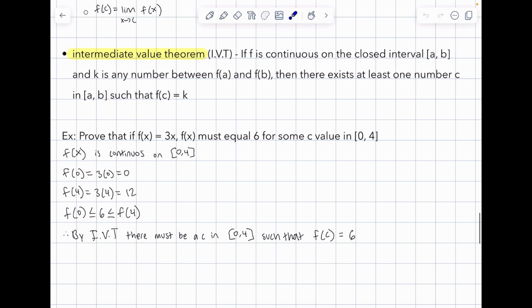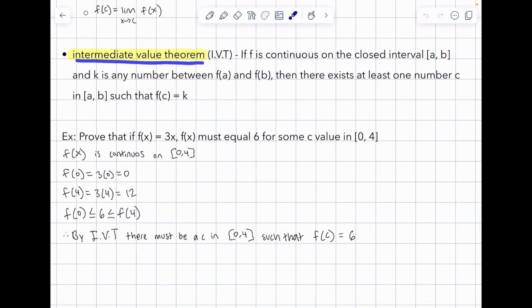So now let's look at the IVT, or the intermediate value theorem, which states if f is continuous on the closed interval a comma b, and k is any number between f of a and f of b, then there exists at least one number c on the interval ab such that f of c equals k.